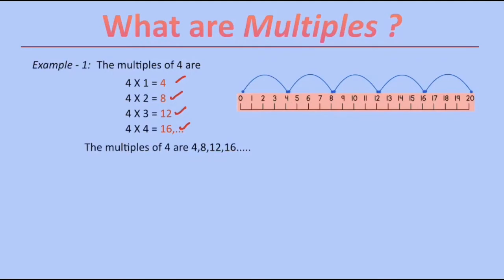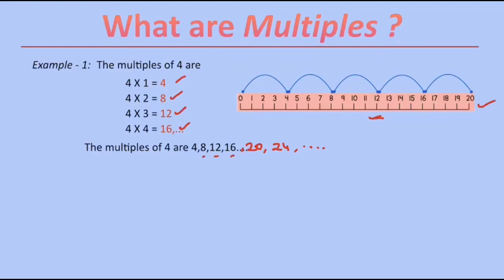So now we will list out the multiples of 4 as 4, 8, 12, 16, 20, 24 and so on. That means you can keep on getting the multiples when you write multiples for any number. So multiples are endless. So now we will see the multiples of 4 on the number line.